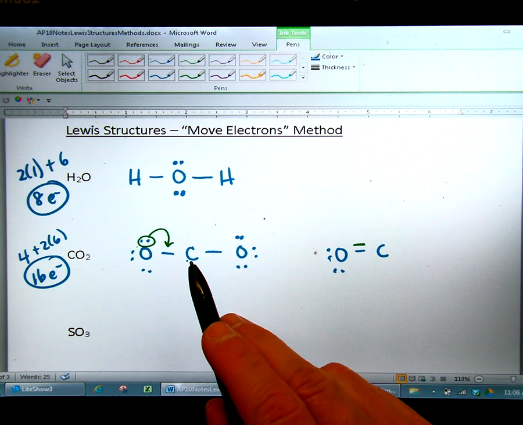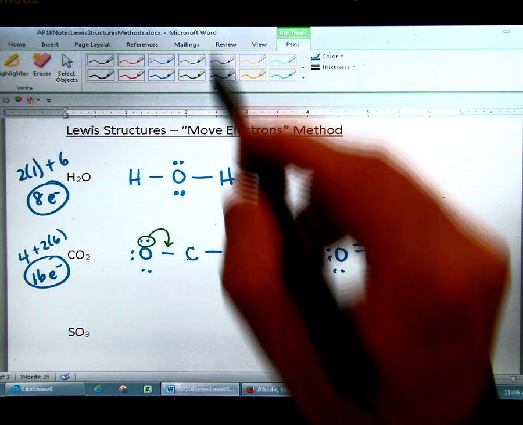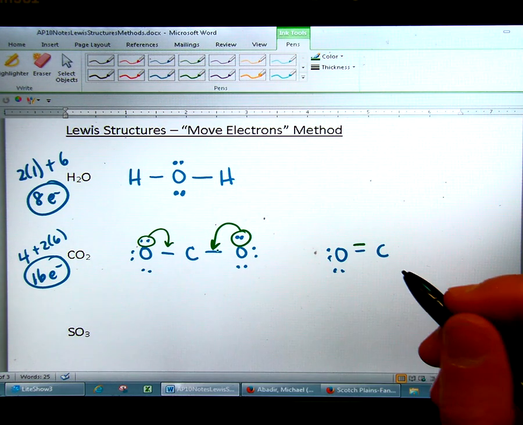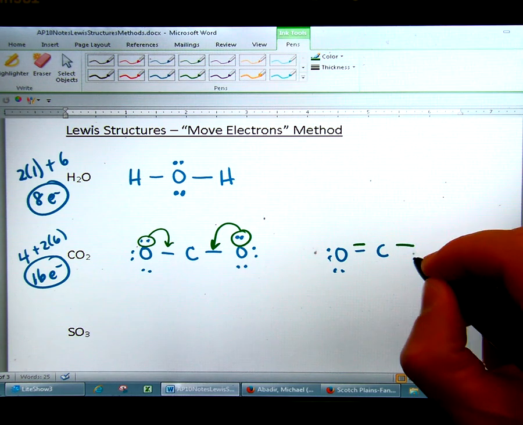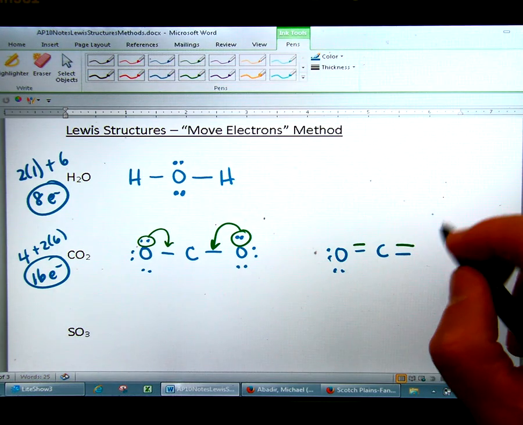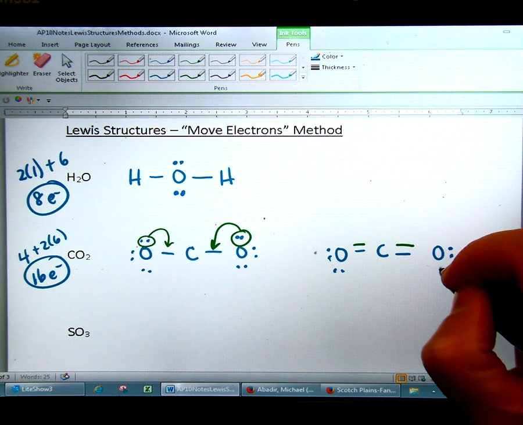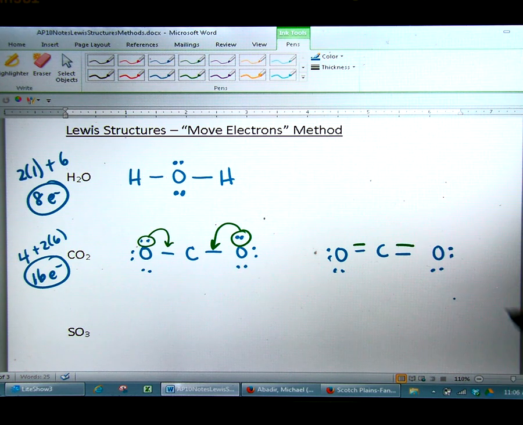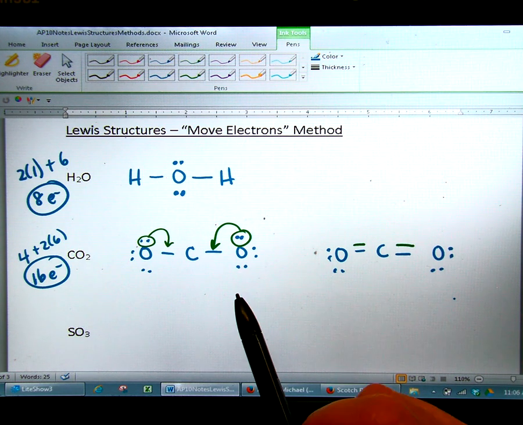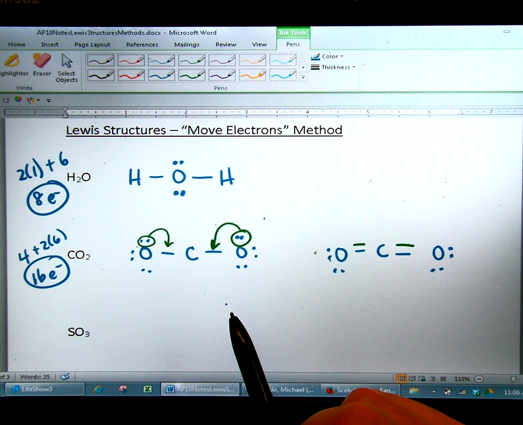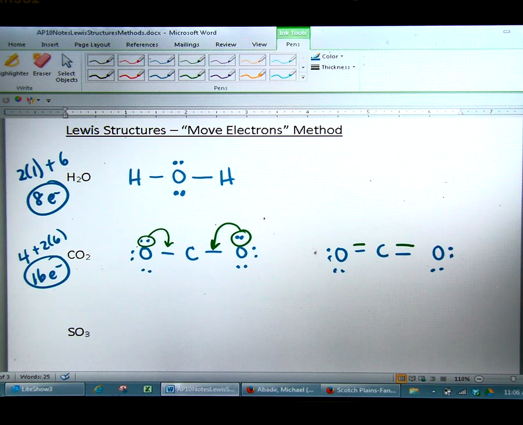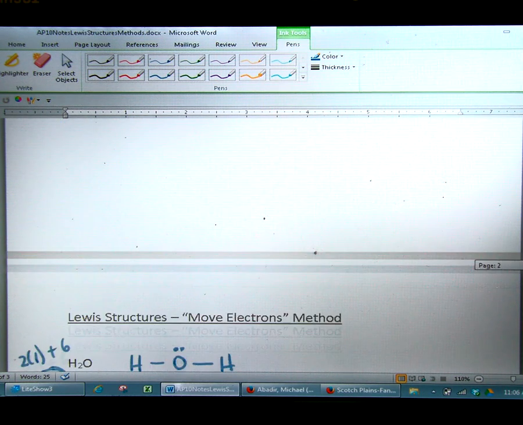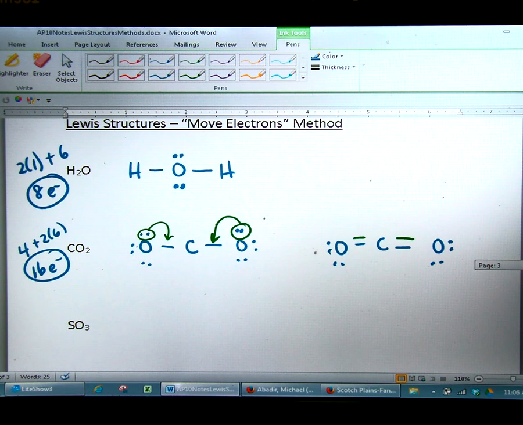But even that is not going to help this C to have 8. This C still needs another 2. So these can also become a bond as well. So this C now has another bond on the right for a double. And then now the O on the right only has 2 pairs to itself. And here's your final drawing. So we're not really erasing and getting rid of electrons like we did in the erase electron method. This is simply just moving the electrons down without erasing anything because we already started with the right number of electrons.